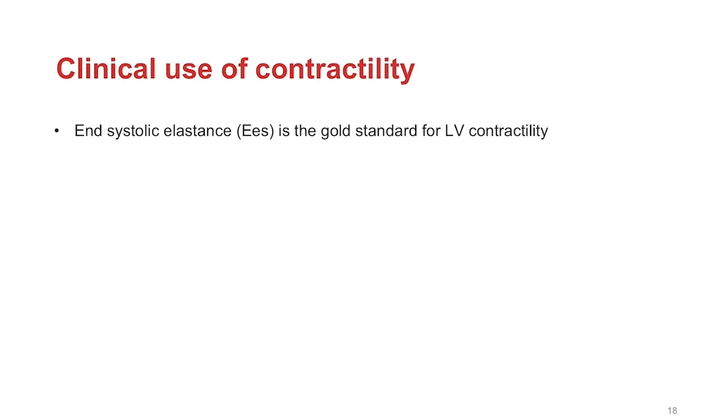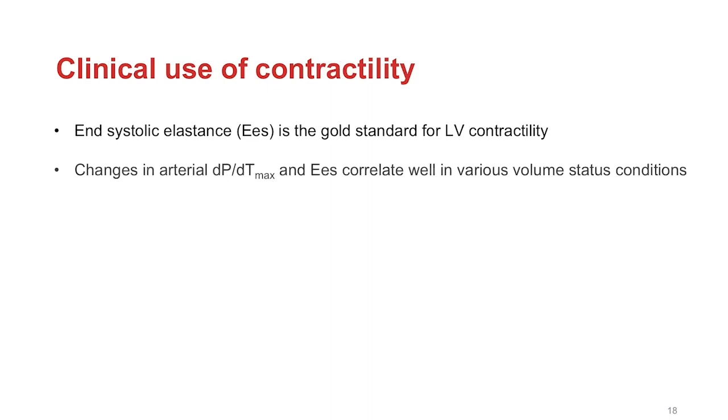As previously discussed, end systolic elastance is the slope of a line through the end systolic pressure volume point, the upper left-hand corner of the PV loop, and is a measure of left ventricular contractility, and is the gold standard for measuring this. Changes in arterial dP/dt and end systolic elastance correlate well in various volume status conditions. However, when the patient is underfilled, so for example PPV or SVV is dramatically raised, they do undermeasure left ventricular performance.